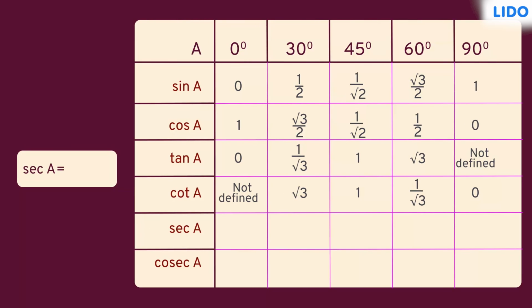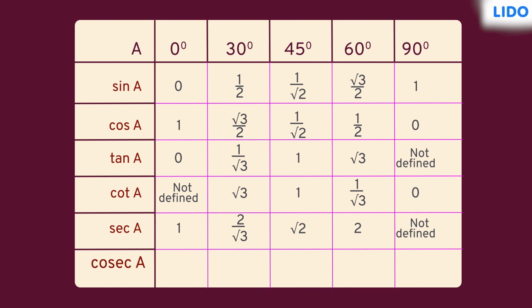The secant ratio is the reciprocal of cosine ratio. And the last row, cosecant ratio, is again filled by reversing the values. In other words, to pick the values from the extreme right column and substitute it in the cosecant row starting from 0 degrees. This completes the trigonometric table for all ratios.